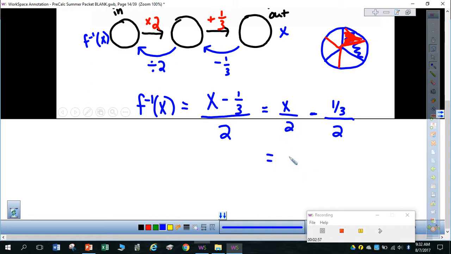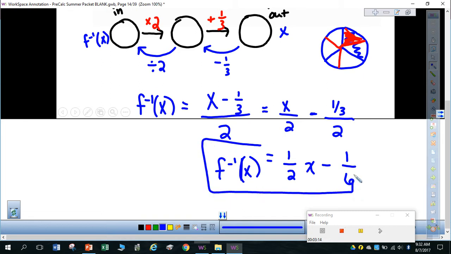Also, x divided by 2, we could rewrite as 1/2 in front, 1/2 times x. 1/3 divided by 2 is 1/6, so that would be another format for getting our inverse function equation.